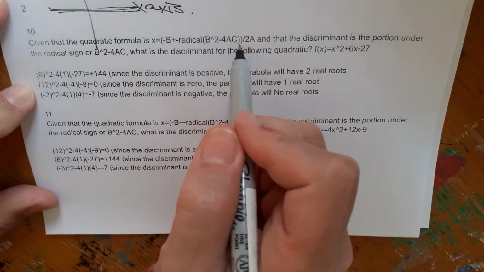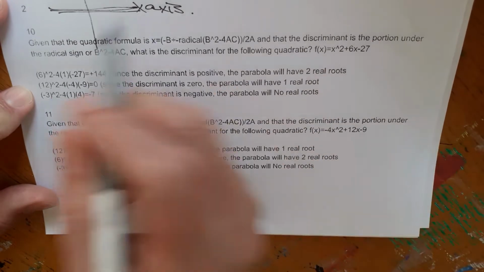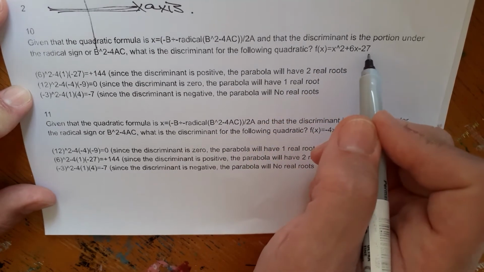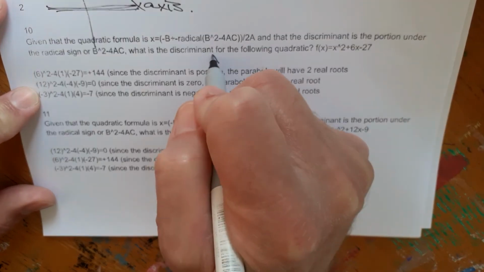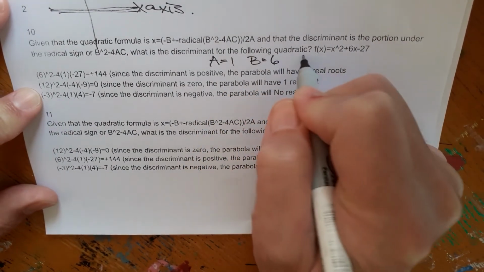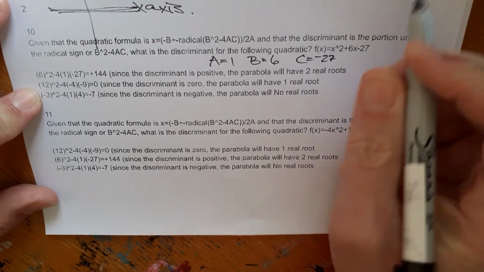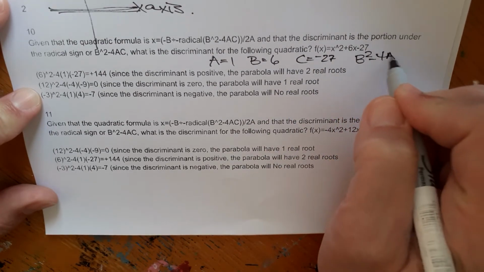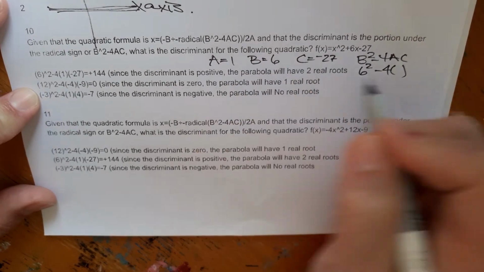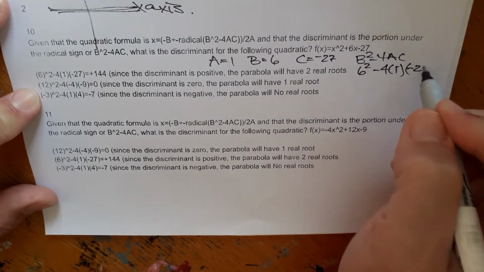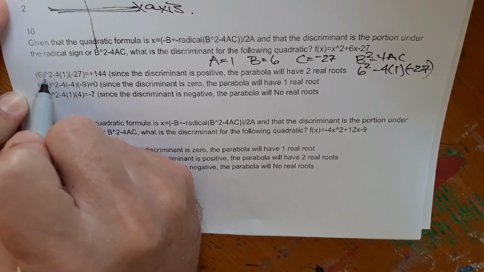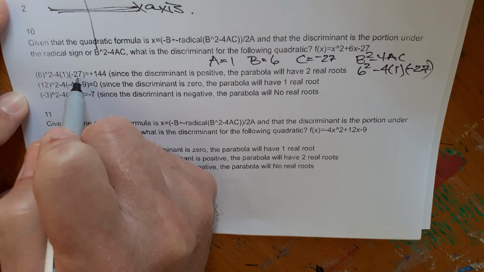Given the quadratic formula is this, and that the discriminant is the portion under the radical, b squared minus 4ac, what is the discriminant for the following quadratic? So all we need to do here is say a equals 1, b equals 6, and c equals negative 27. Now we go b squared minus 4ac. We know that b is 6, so 6 squared minus 4 times 1 times negative 27.